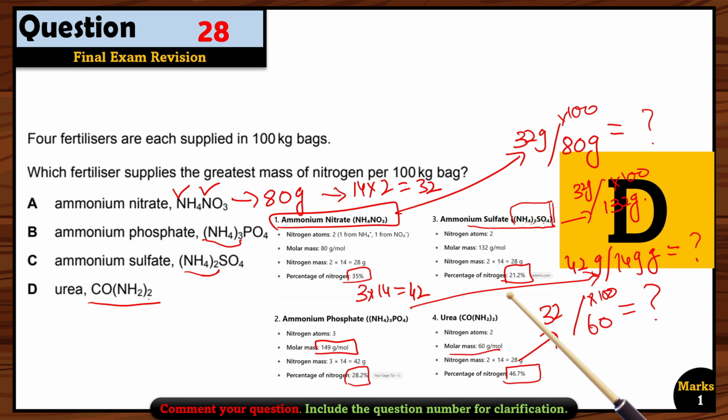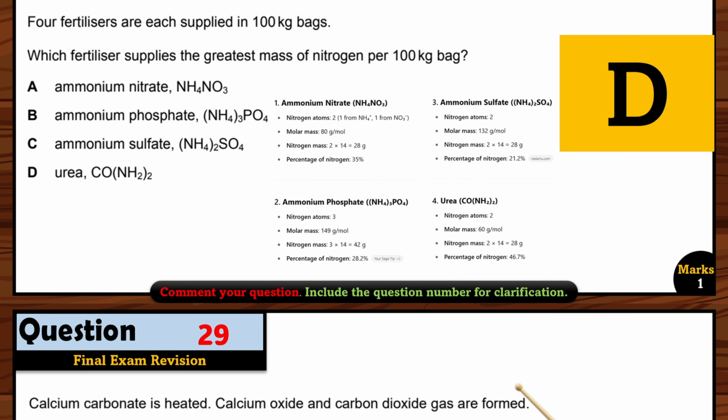So you just have to find the percentage. How? From the molar masses. You have to find the molar masses of all these, and also the molar mass of the nitrogen in each of these fertilizers. Okay, and then you can just find the percentage, and the exact answer is option D, because it has the highest number of the nitrogen present in it.